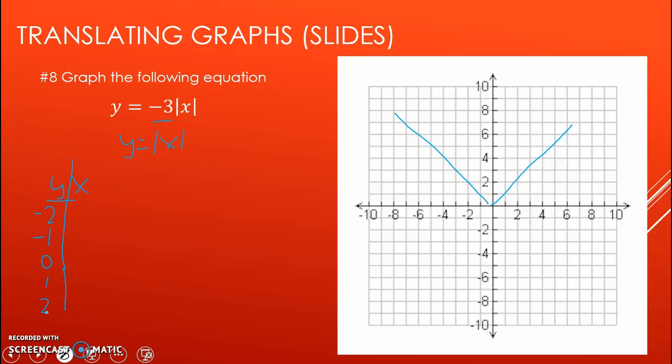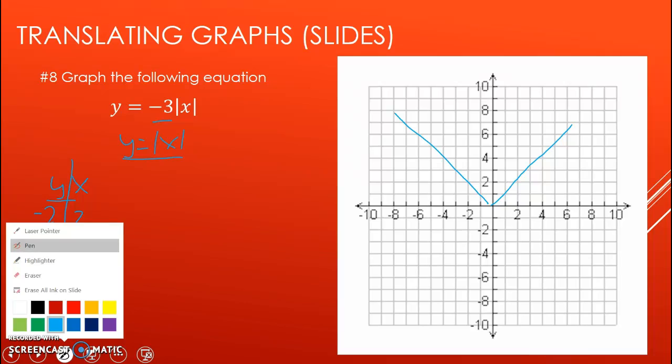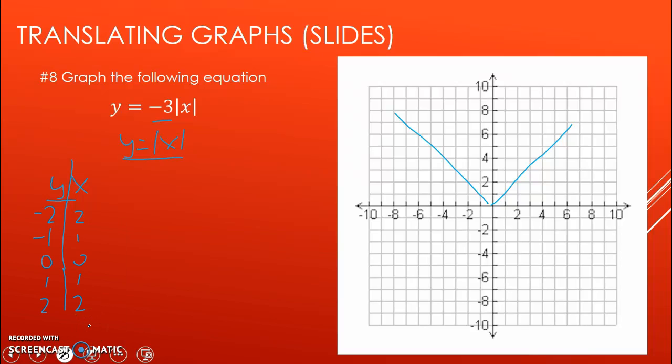So let's start with our original values again of -2, -1, 0, 1, and 2. If I take the absolute value of all those, I'm going to have 2, 1, 0, 1, and 2. But now what I want to do is take those values and multiply them all by -3. So 2 times -3 is -6. 1 times -3 is -3. 0 stays 0. 1 is -3 and 2 is -6.